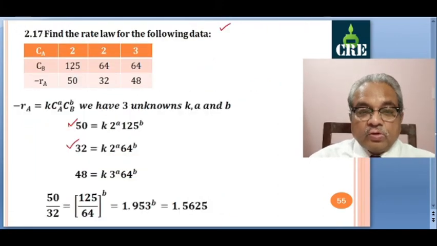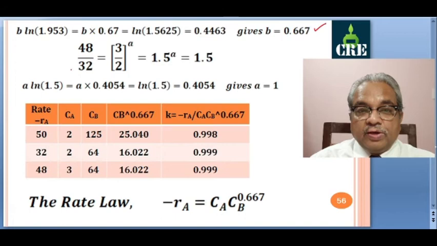Then 3 by 2, 48 by 32 is 3 by 2 raised to a. So evaluating, a is 1.5.